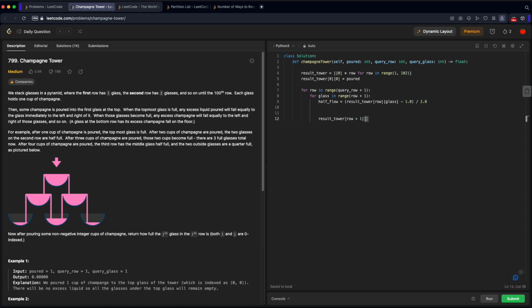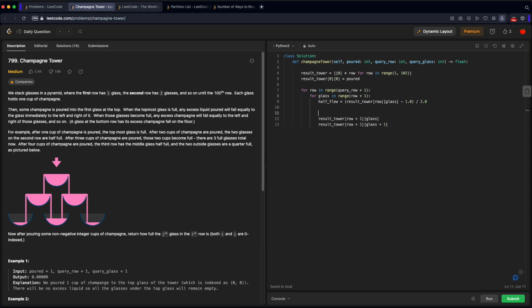Well, we have to go to the glass to the left. That's going to be glass. And we actually have to go to the glass to the right. So we have row plus 1 and that glass, but it'll be glass plus 1. So for example, this is index 0. So it's going to flow to index 0 and index 1. So again, 0 goes to 0 and 1. This one will be index 1. It's going to flow to index 1 and index 2. All right, so that makes sense.